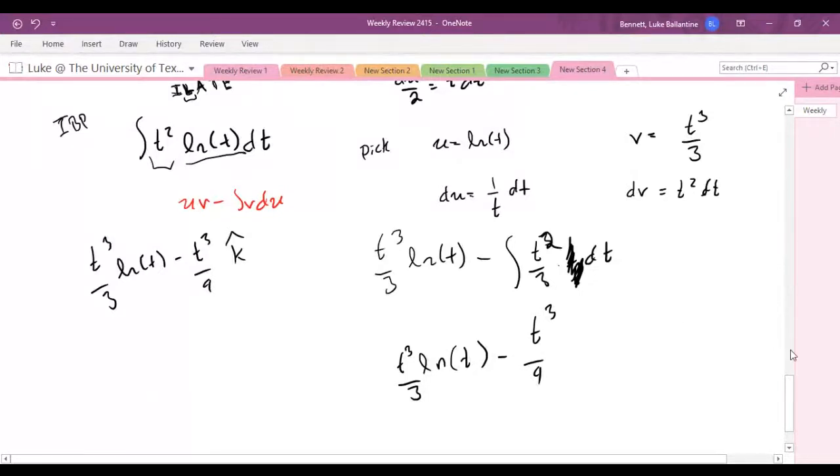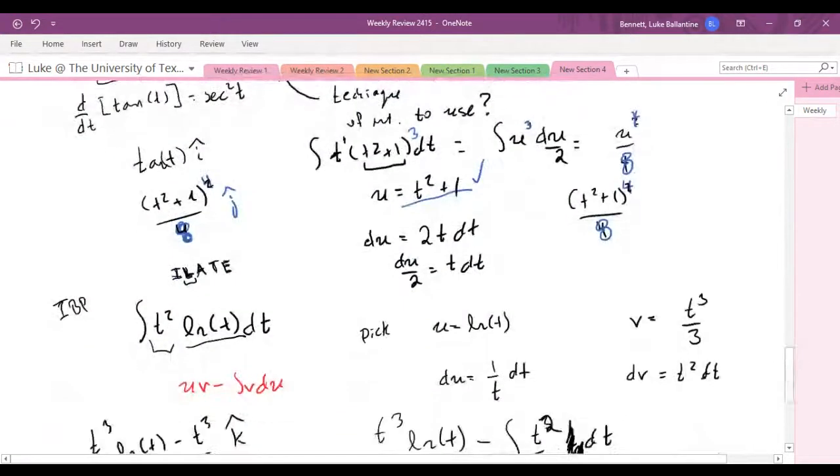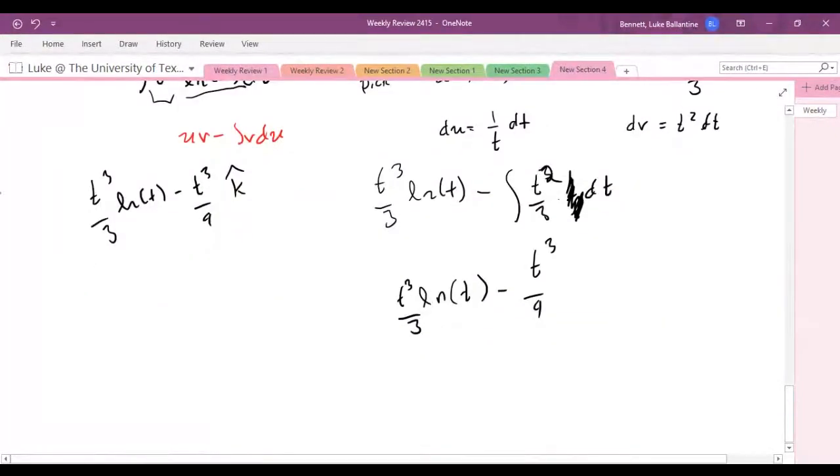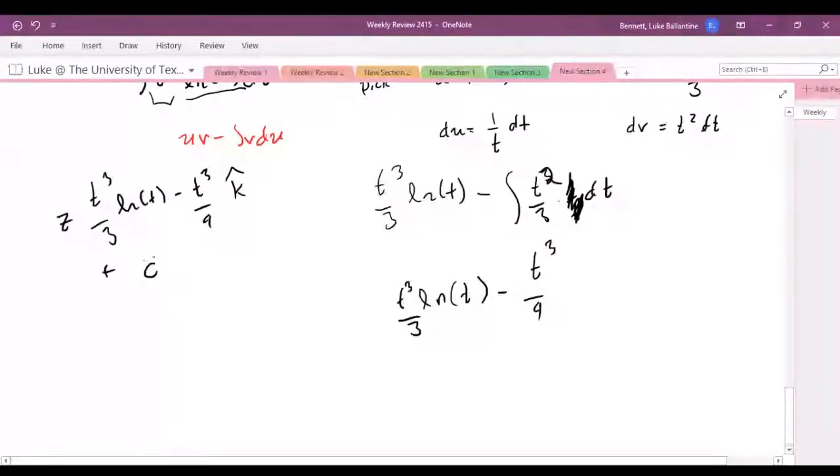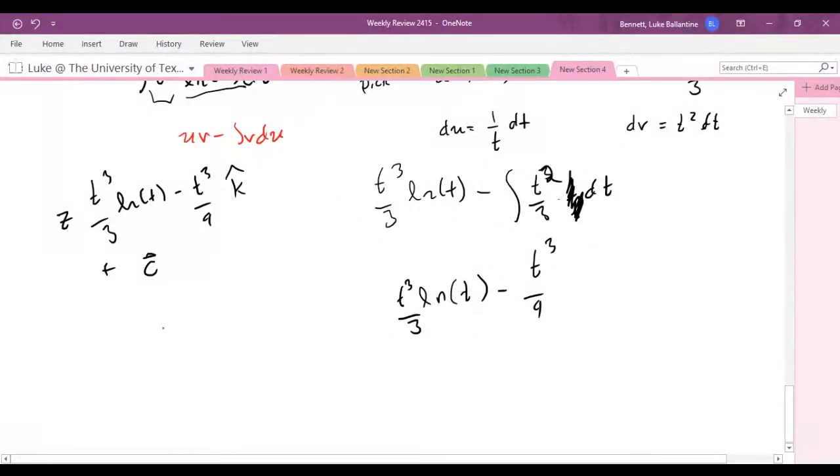And then, putting it all together, you would have to have an integration right here. Here's my x, here's my y, and here's my z. And then you would add plus vector c at the very end, where vector c is equal to something like c1, c2, c3. All right.